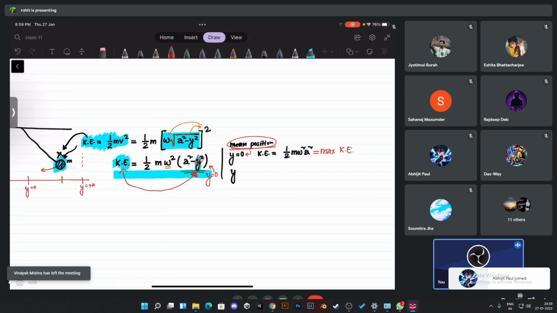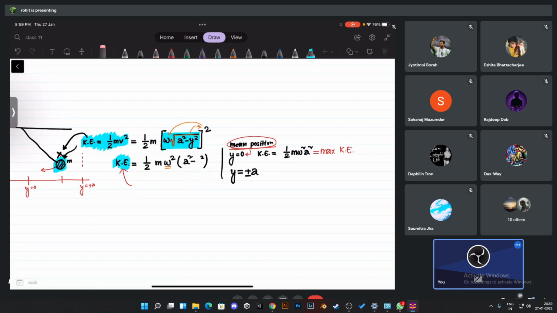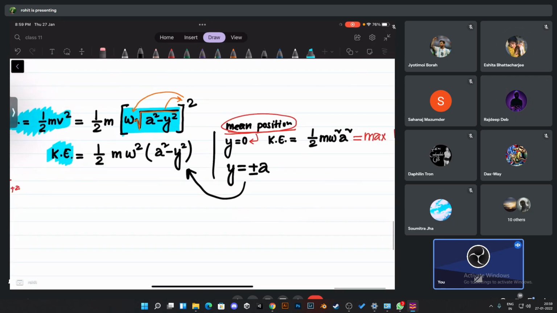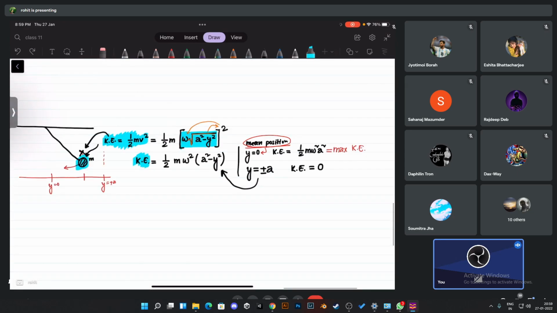Now, y equals plus or minus a means I'm going to calculate the kinetic energy in which position, guys? Extreme position. So I'm going to come back to this formula and put y equals plus or minus a here. Now you can directly tell me what the kinetic energy will be. Directly, 0, right? Because here I'm going to put a in place of y, so automatically I'm going to get 0.